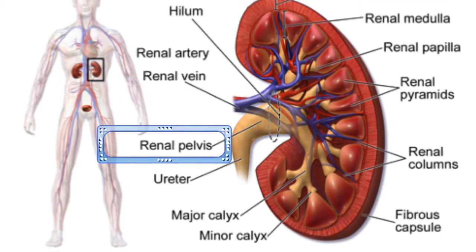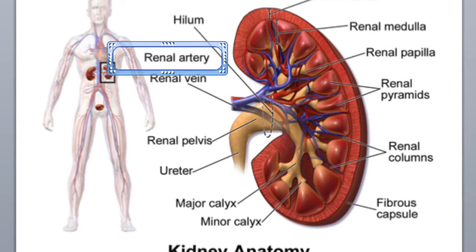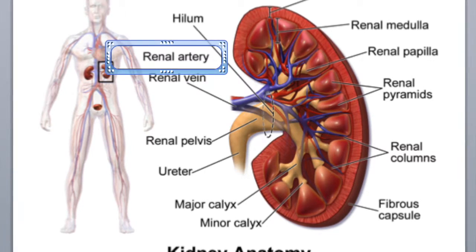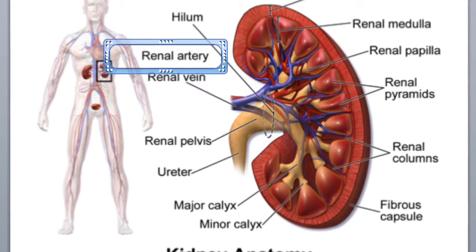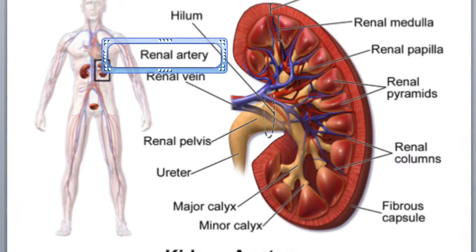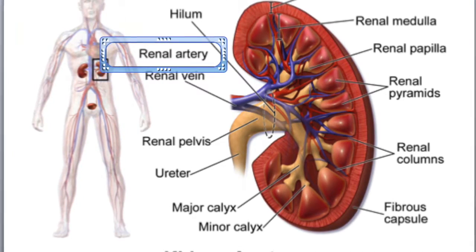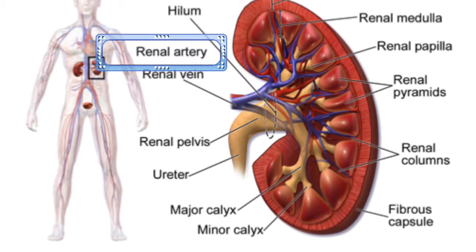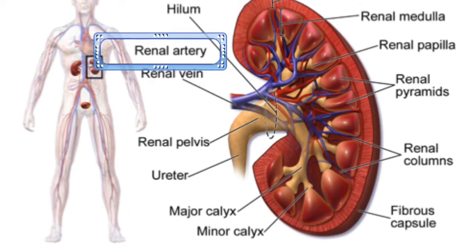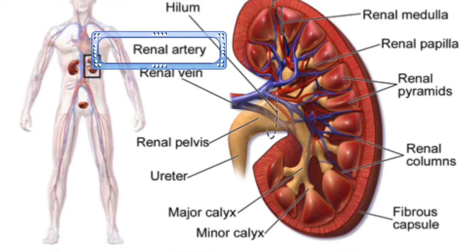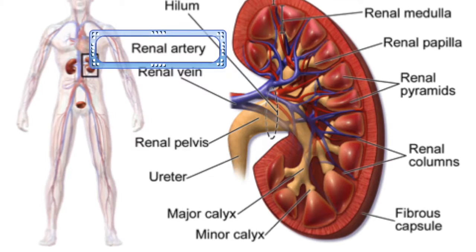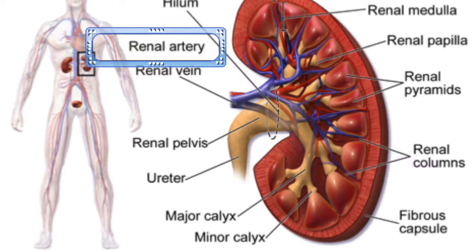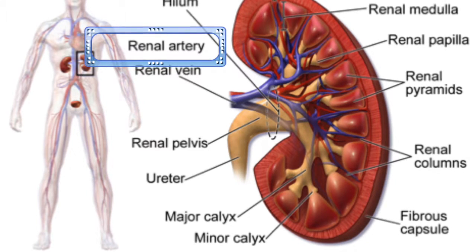Next, we have the renal artery. The renal artery delivers oxygenated blood to the kidney. This main artery divides into many smaller branches as it enters the kidney via the renal hilus. These smaller arteries divide into vessels such as the segmental artery, the interlobar artery, and the arcuate artery. These eventually separate into afferent arterioles, one of which serves each nephron in the kidney.